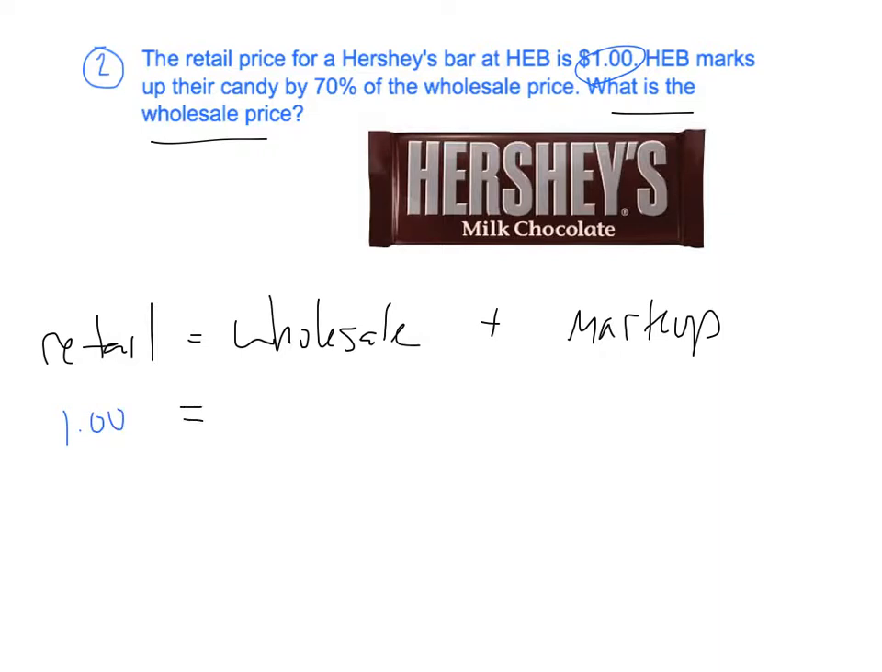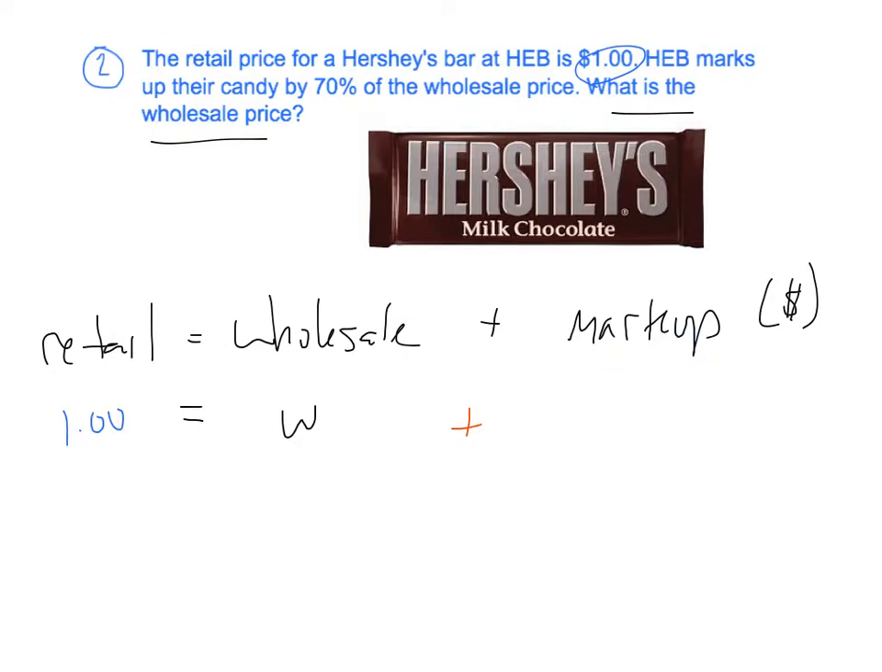And that equals the wholesale price. Well, HEB marks the bikini with 70% of the wholesale price. What is the wholesale price? I actually don't know what the wholesale price is, so I'm going to use W there. And then the markup. Well, did they tell us the markup? Well, remember, markup is a dollar amount. So do they tell us how much they mark it up by? No, they don't. But let's think about this.